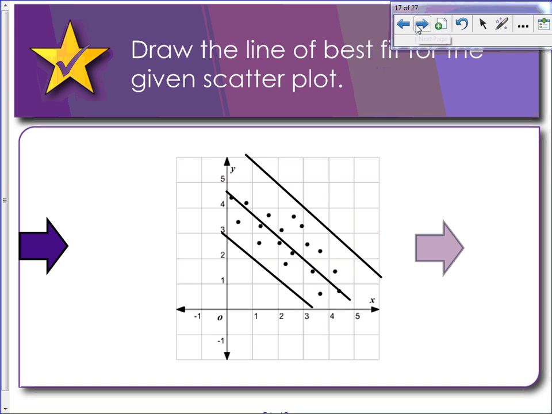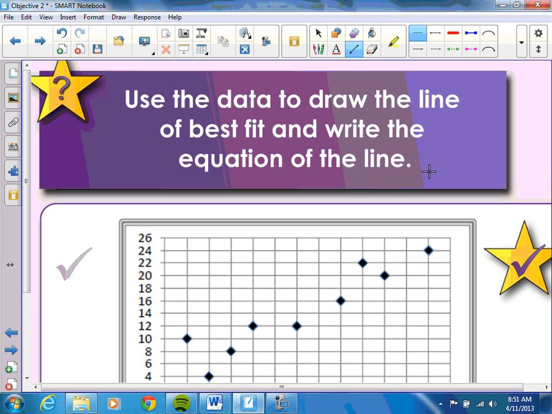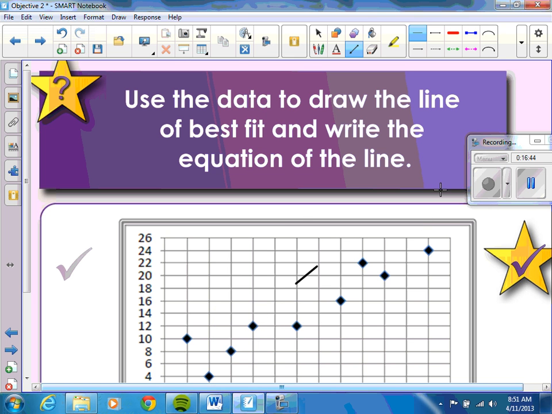So here's what I'm going to do. I want you guys to get a calculator, okay? I want you to plot all these points. And I'm going to bring up my calculator. Hold on. Pause that for a second.